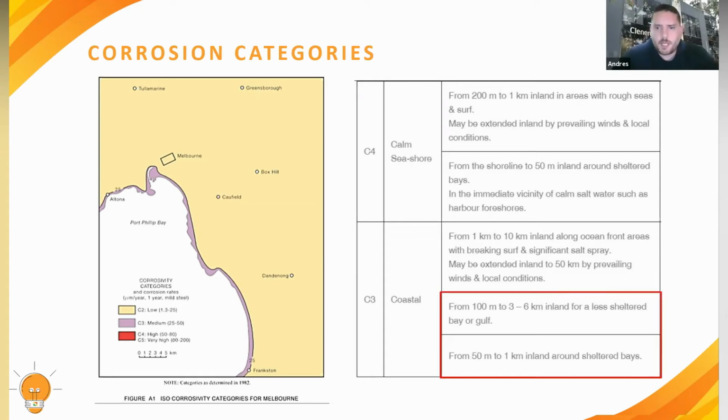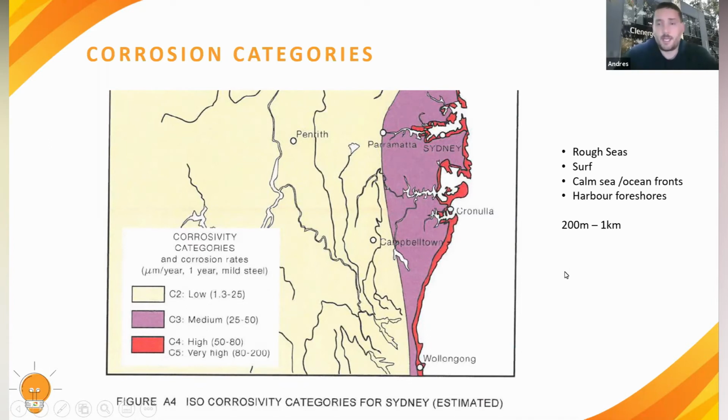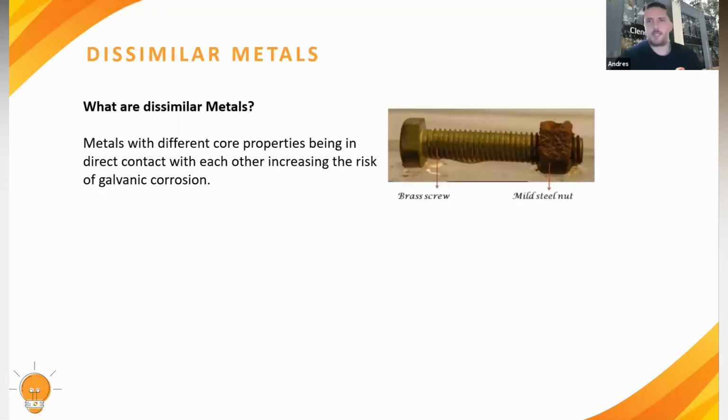Another example would be what happens in Sydney, which is a different scenario, where we have shores completely exposed to the ocean. So basically rough seas, ocean fronts, and anything between 200 meters and 1 kilometer would be considered highly corrosive. And here we do have C4 and C5, which is basically on the coast and around the bay in Sydney. So that's the highest corrosion category in Australia, and this would have a clear direct impact on the metals.